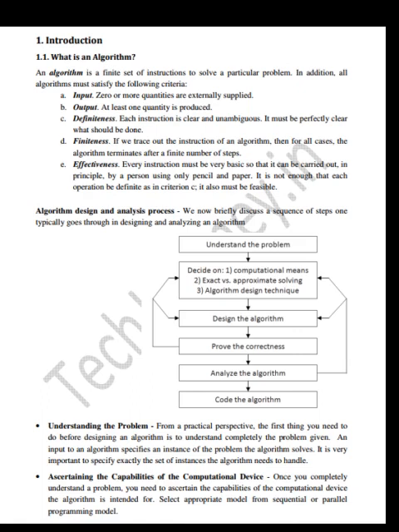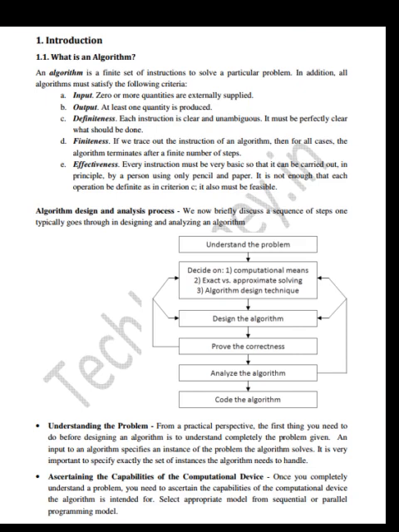Algorithm design and analysis process. We now briefly discuss a sequence of steps one typically goes through in designing and analyzing an algorithm. See the figure. Understanding the problem. From a practical perspective, the first thing you need to do before designing an algorithm is to understand completely the problem given. An input to an algorithm specifies an instance of the problem the algorithm solves. It is very important to specify exactly the set of instances the algorithm needs to handle.